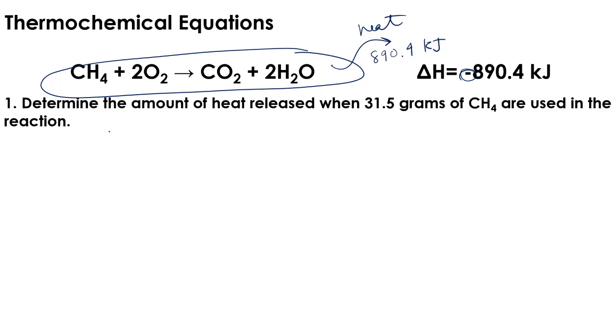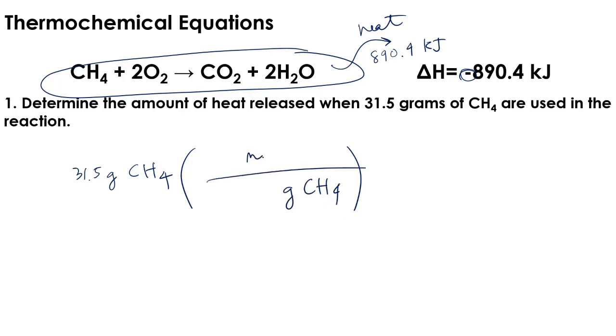So the question here is determine the amount of heat released when 31.5 grams of CH4 are used in the reaction. So let's start with the given 31.5 grams of CH4. So I guess it's the same as the previous questions. So again, it's grams, but we need to first convert the grams into the number of moles. So grams of CH4 to the moles of CH4. 1 mole of CH4 is how many grams? With this one, we need to determine the molar mass of CH4.